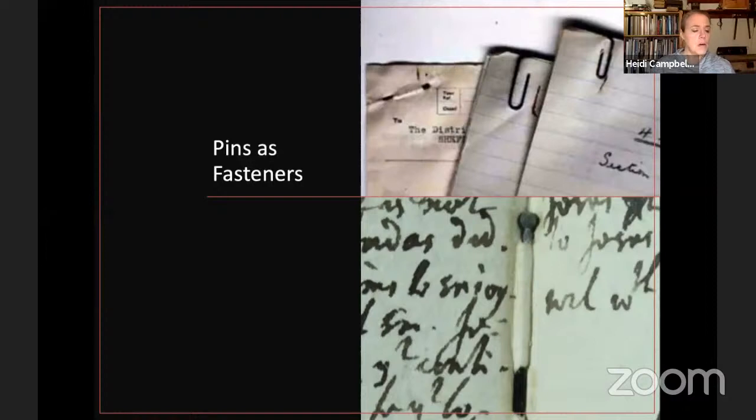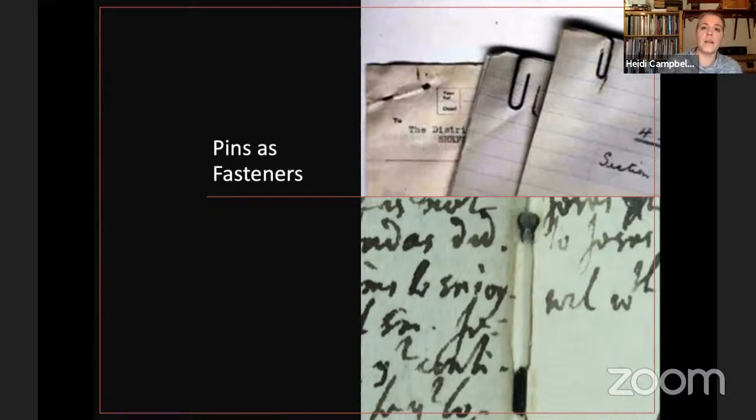But also in an archival sense, these pins, and this is a good example of what happens, pins often that were used to hold papers together weren't the brass pins that were available, but the less expensive iron pins. And once their protective coating has worn off or degraded, they will rust. And archivists don't want to have rust in the collections for the preservation of papers.